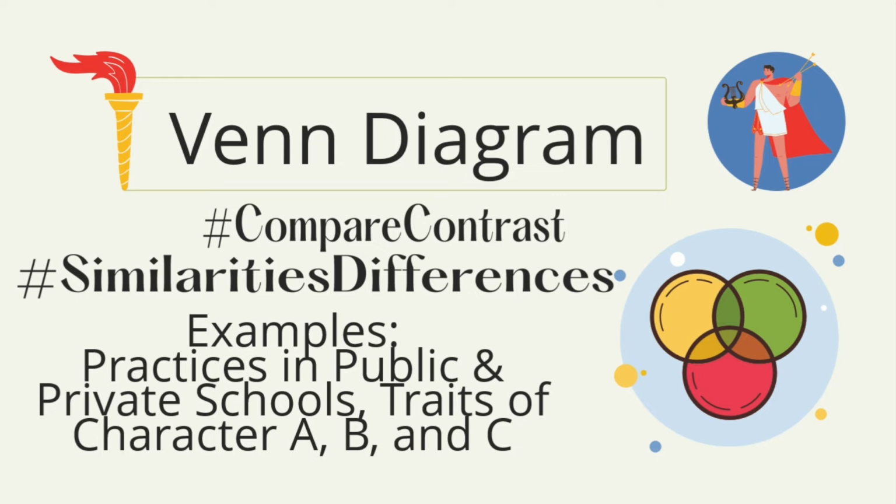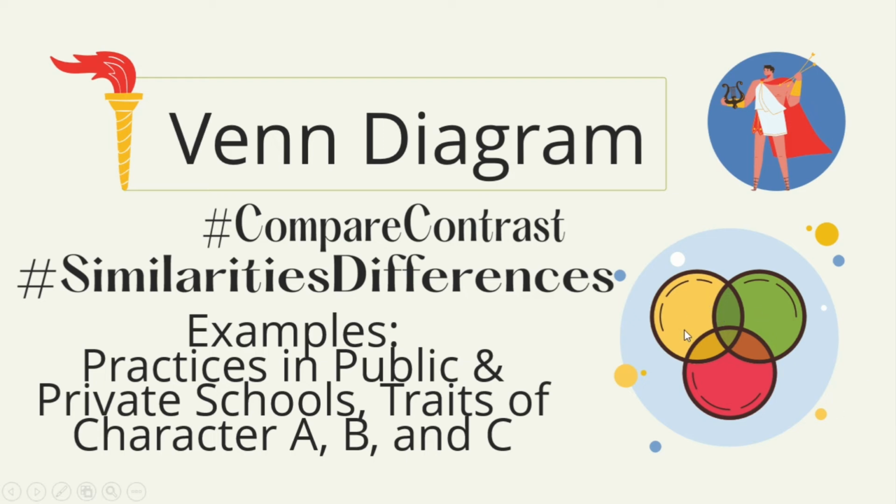The fourth one is called Venn diagram. So examples are practices in public and private schools, traits of character A, B, and C. Basically, the Venn diagram is composed of 2 circles, but it can also have 3 circles just like in this picture. So what are these for? They are for hashtag compare contrast, hashtag pointing out the similarities and differences.